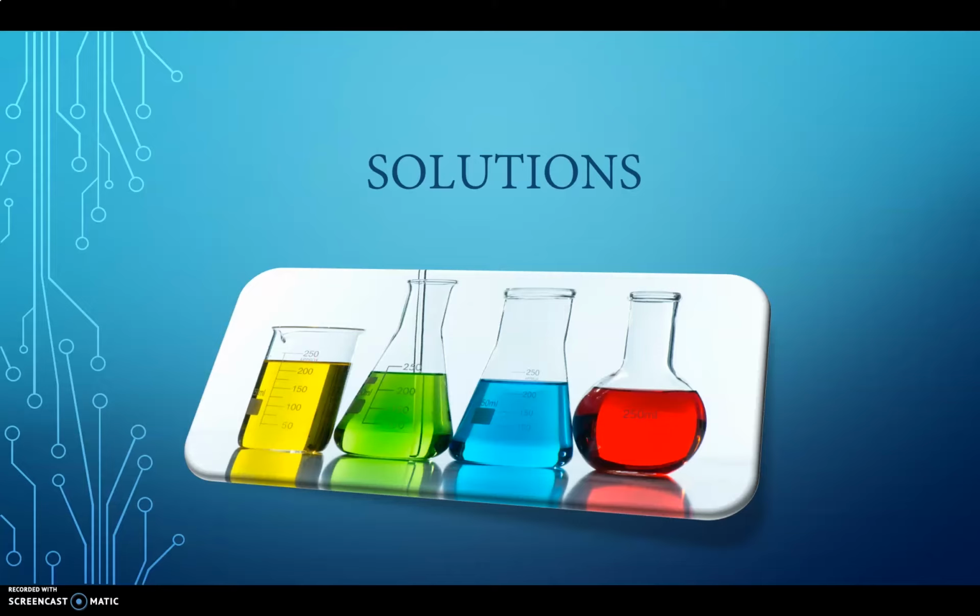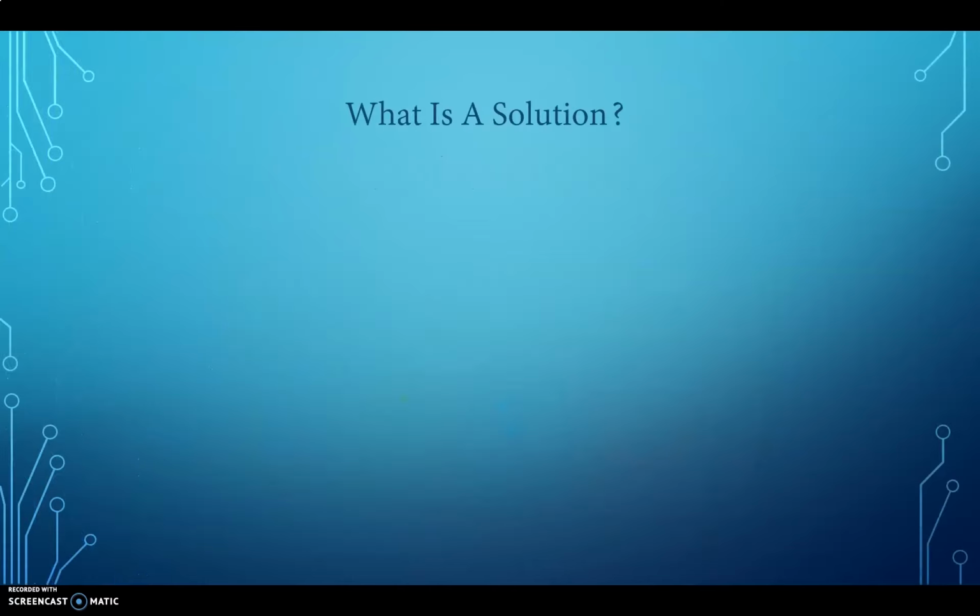We've reached chapter 15, the last one of the semester, which has to do with solutions. So what exactly is a solution? Well, we talked about this back in chapter 4. And we said back then that a solution is simply a homogeneous mixture of two or more substances. So back then we defined homogeneous mixtures as solutions. Now we're simply doing the reverse, saying that a solution is a homogeneous mixture.